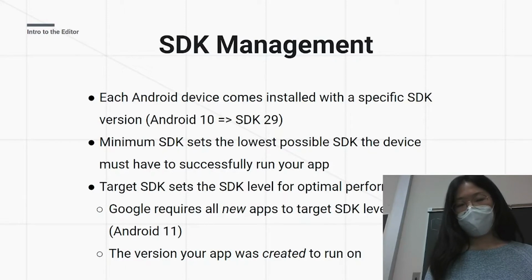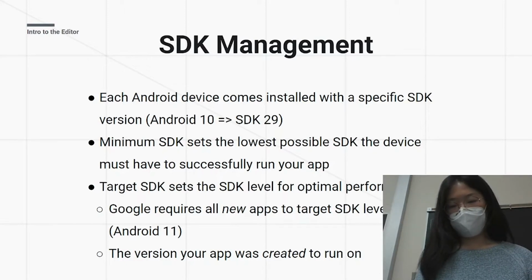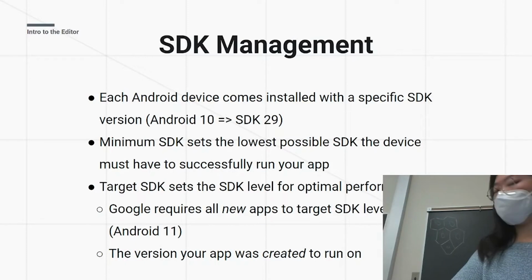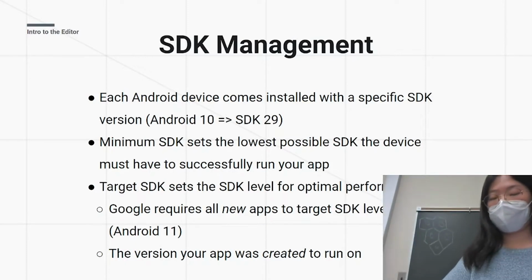Usually when you're coding, you have to specify a minimum SDK for your app to target. You also have a target SDK level, which specifies the SDK that your app is meant to run on, like the Android version that your app is meant to run on. Google requires that all new apps have an SDK of 30, which is equivalent to Android 11.